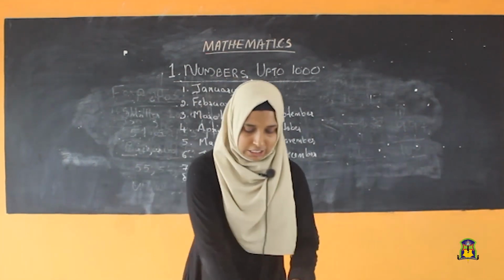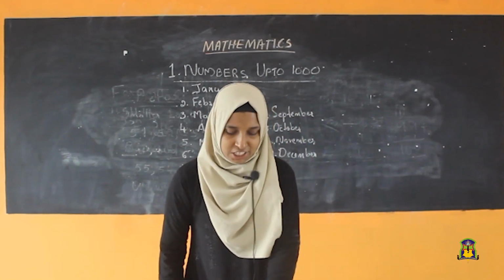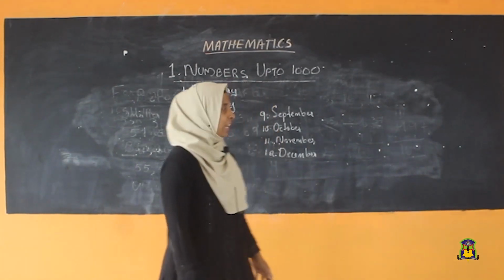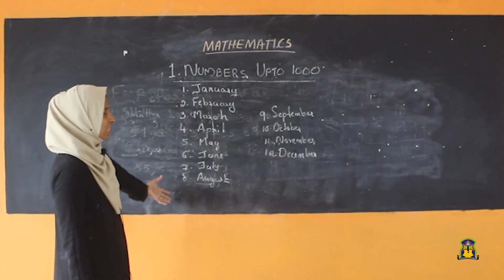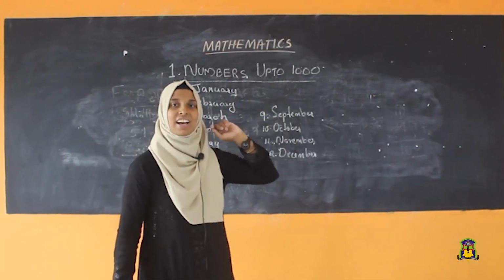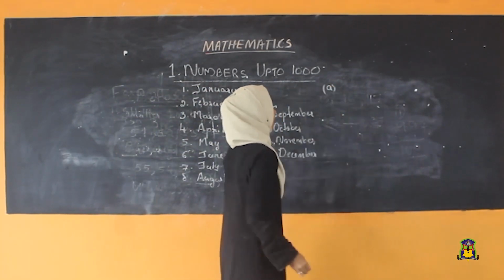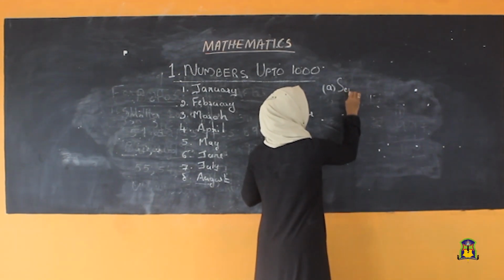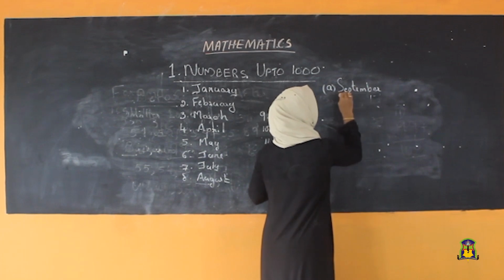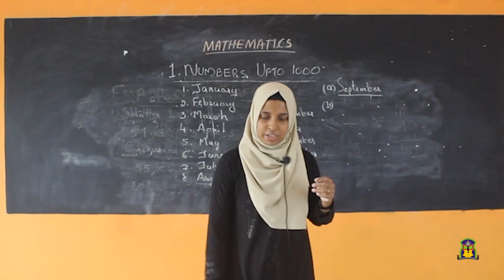Okay, children, see the first question. We can do it in the text itself. Dash is the 9th month. Look here, children. Which is the 9th month? Yes, September. September is the 9th month. So you can write in the given space, September. Okay, let's do the second one.